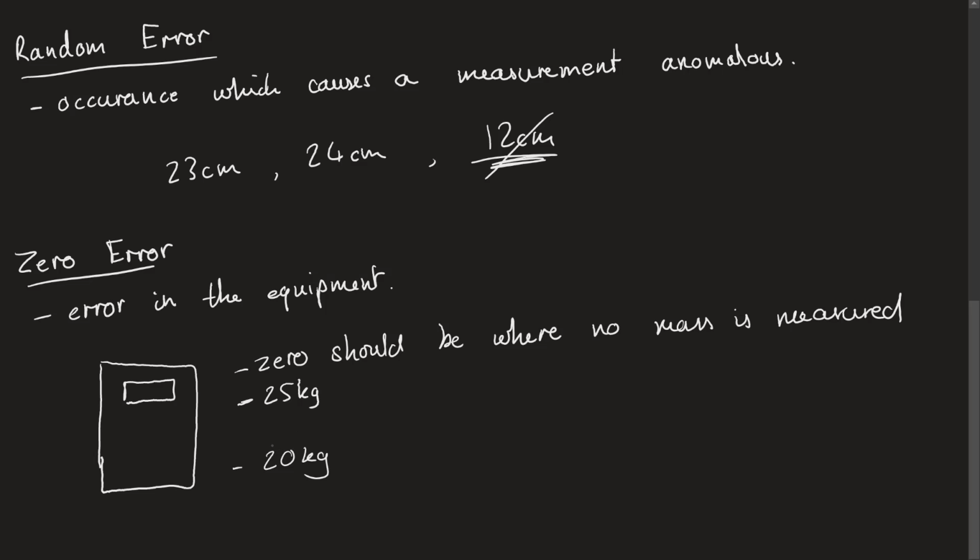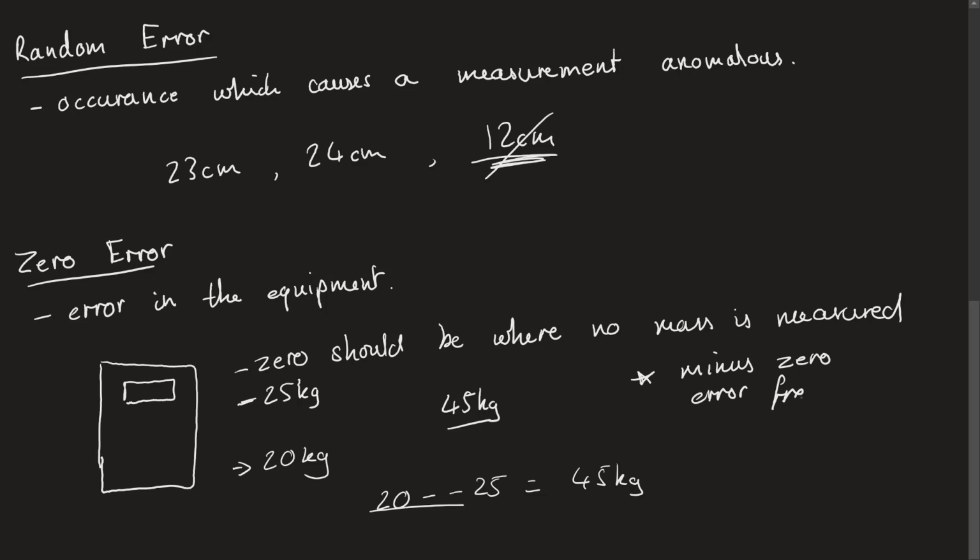We know that the total mass, so this is minus 25 here, but this is 20 kilograms. We know the total mass that you've actually measured is going to be 45 kilograms. Okay, so what you're going to do to get rid of your zero error is you minus it from the original result. So you'd have 20 minus 25, and that would give you the 45 kilograms. Okay, so to solve zero error, you always minus the zero error from your result.